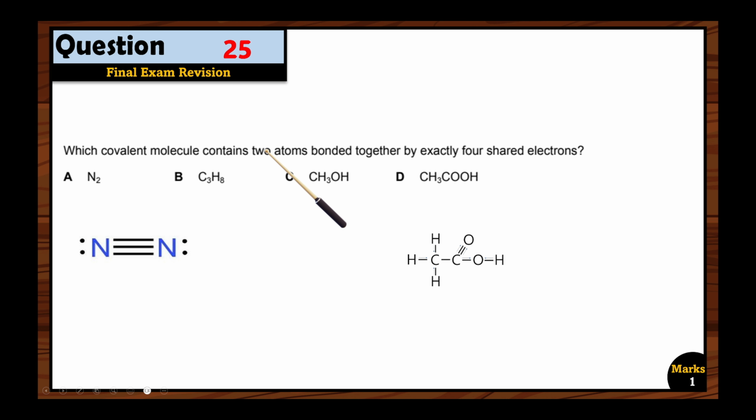Question 25. Which covalent molecule contains 2 atoms bonded together by exactly 4 shared electrons? So covalent molecules that will have 2 atoms and they are bonded together by sharing exactly 4 electrons. What does it mean? It means when nitrogen and nitrogen are making a bond, there are 2 atoms, right? Exactly 4 electrons shared. But if you see here, how many electrons are shared here? 6. So that's why N2 is rejected, right? It is not sharing 4 electrons. It is just sharing 6 electrons. That's wrong.